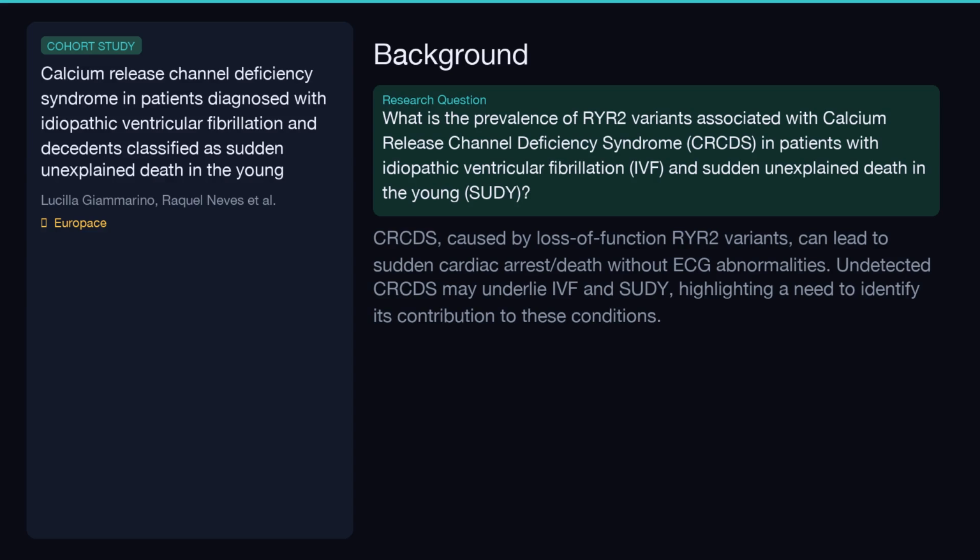Sudden cardiac arrest and death in young individuals, especially those with no clear cause, are devastating. A recently identified condition, calcium release channel deficiency syndrome, CRCDS, linked to specific gene variants, might be an underlying cause. This syndrome can lead to dangerous heart rhythms without showing obvious signs on standard ECGs, making it difficult to diagnose.